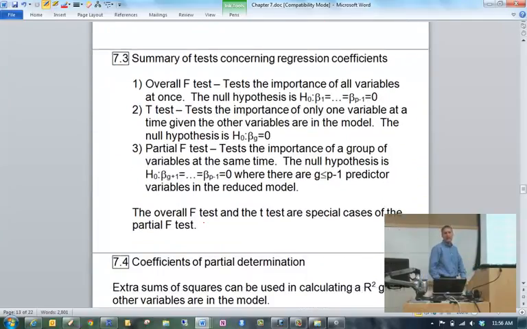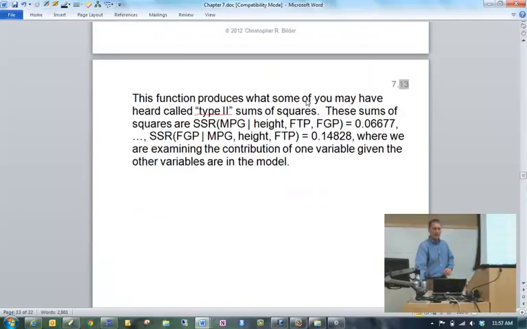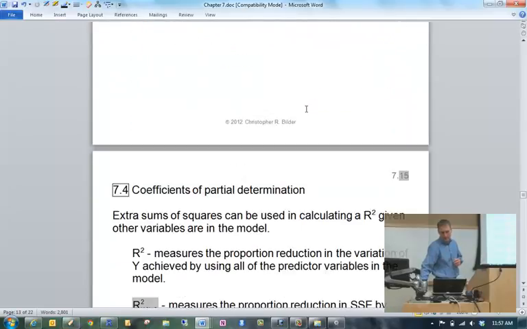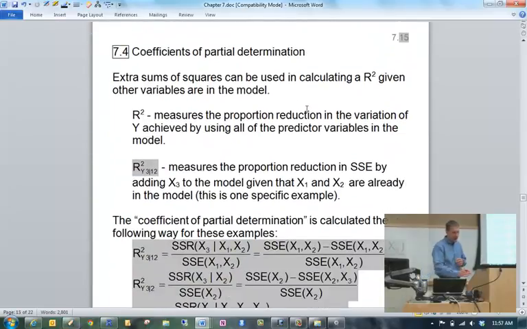Section 7.3 is just a summary of the overall F-test, t-test, and partial F-tests. This is just there for your reference, as a one-place summary, one location that summarizes everything. Note that on exams in the past, I have actually had short answer questions where I ask you to compare and contrast these three different kinds of hypothesis tests. So just be aware that there might be a short question about that. Okay, page 715 then.